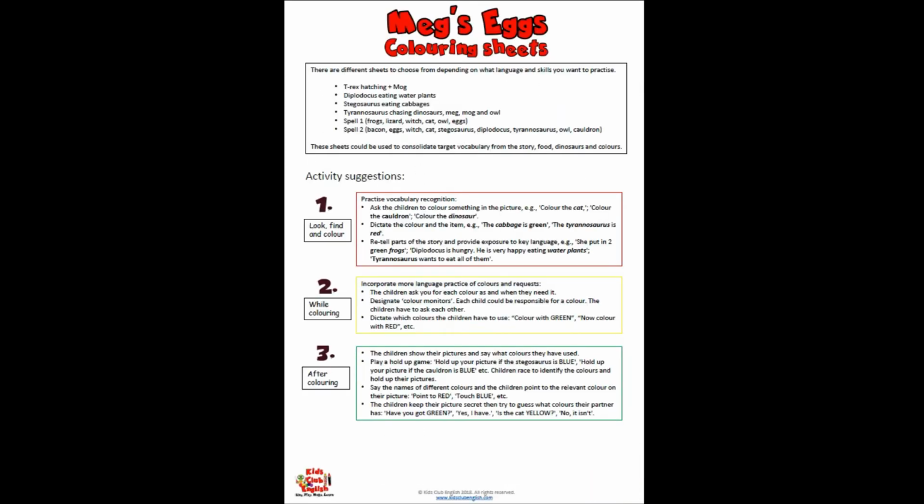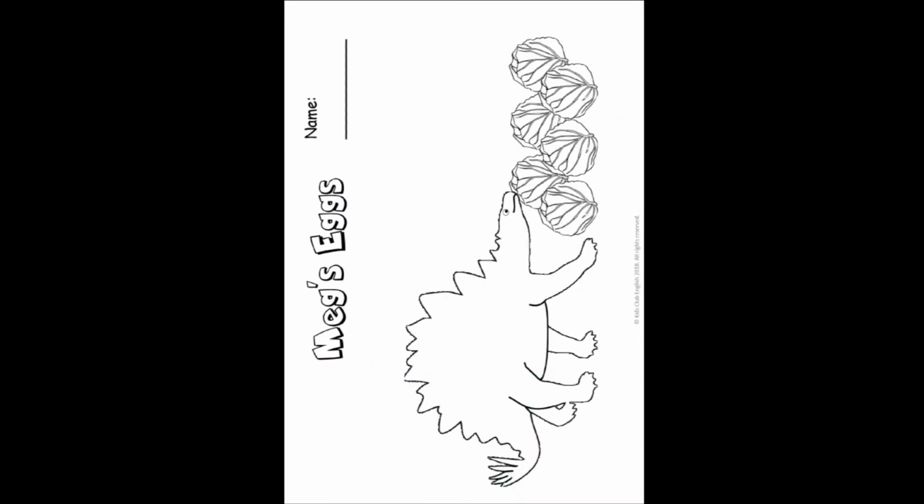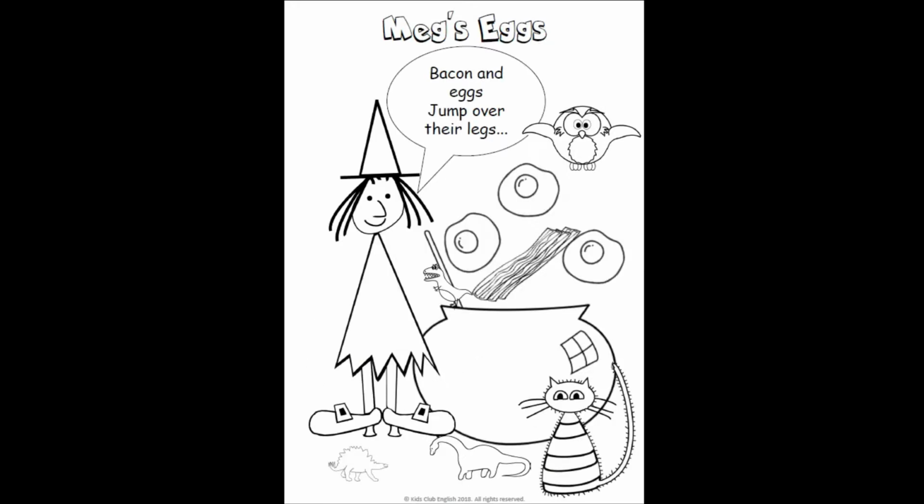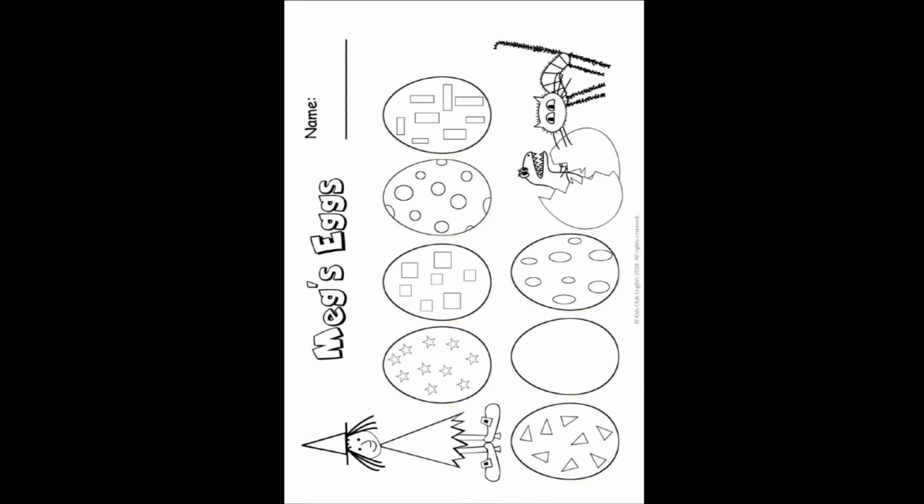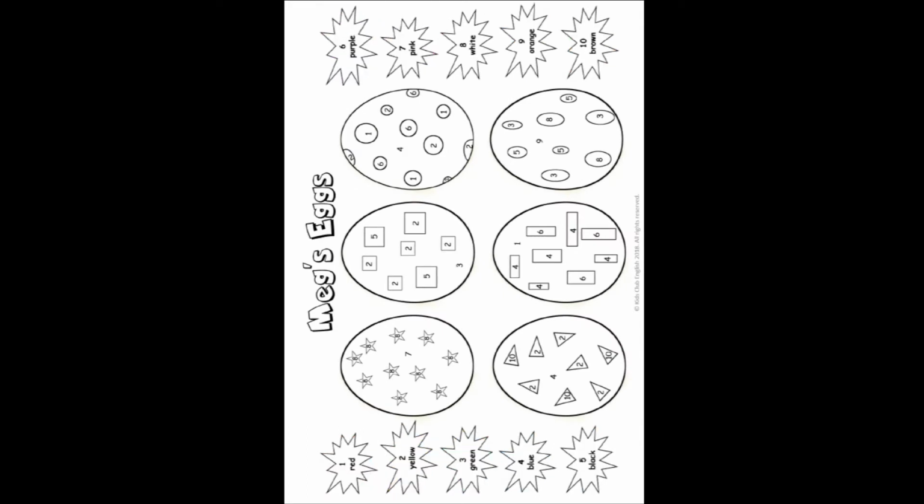Okay, then we've got colouring sheets, so these cover the main characters in the story and story events. Then we've got colour by number and shape, so you can have colour dictation activities with shapes. You can focus on numbers and number recognition, and you've got the words there as well.